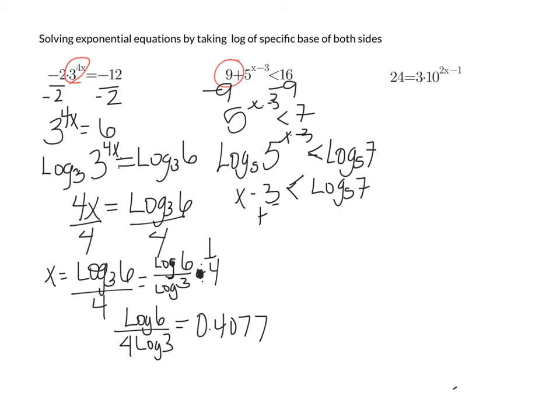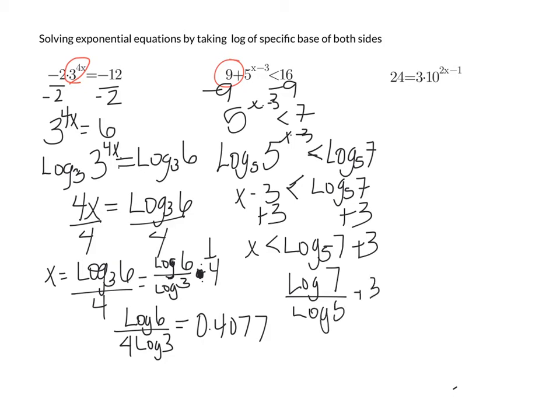And then I'm going to add 3. So x is less than the log base 5 of 7 plus 3. Again, for my calculator, log of 7 divided by log of 5 and then add 3. And that's going to be, put it in real quick. When I do that in the calculator, I get x less than 4.209. So any of these are proper ways to write the answer.